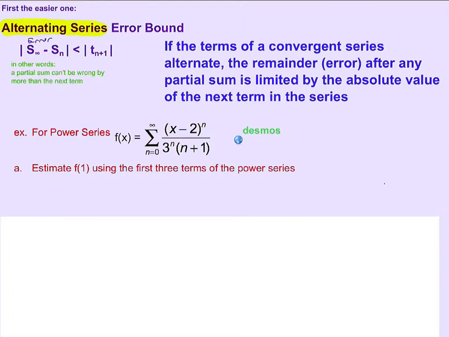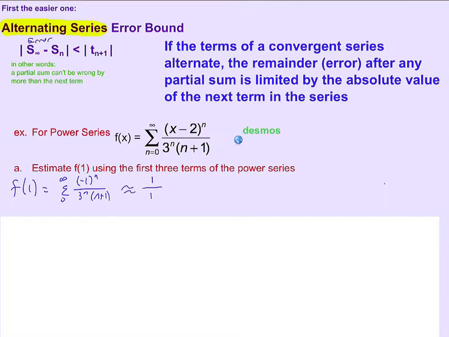Well, if we use the first 3 terms of this series, first of all, let me plug in 1. If I plug in a 1 here, that numerator becomes 1 minus 2, or negative 1 to the nth. And that's how we know that this series is alternating. And if we try to use the first 3 terms to approximate that, the first term is positive: negative 1 to the 0 over 3 to the 0 times 0 plus 1.